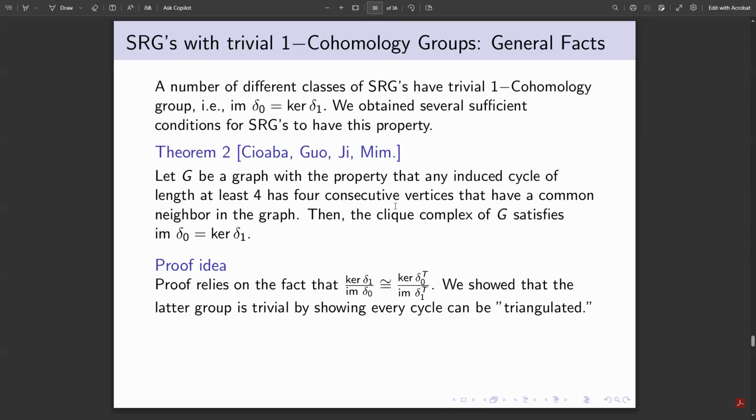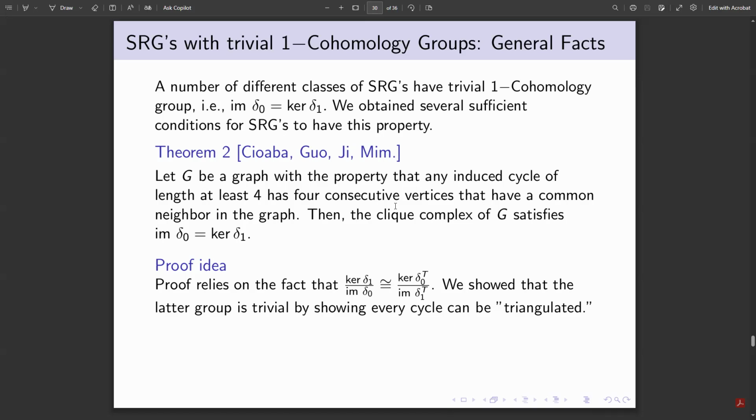So there's another result we found. To give you a little background, when we're studying all these different kinds of strongly regular graphs, it turns out that many of the strongly regular graph classes that we have studied happen to have, at least computationally speaking, the property that the image of delta zero, the map from the vertex space to the edge space, is exactly equal to the kernel of the map from the edge space to the triangle space.